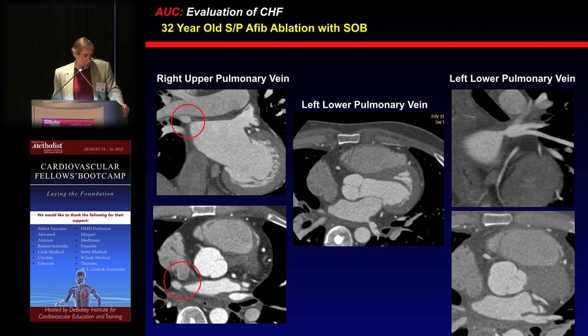And what you see here is severe pulmonary vein stenosis, which is a known complication of AFib ablation procedures, in all of these pulmonary veins. And this patient actually had to go for stenting of all of these pulmonary veins.